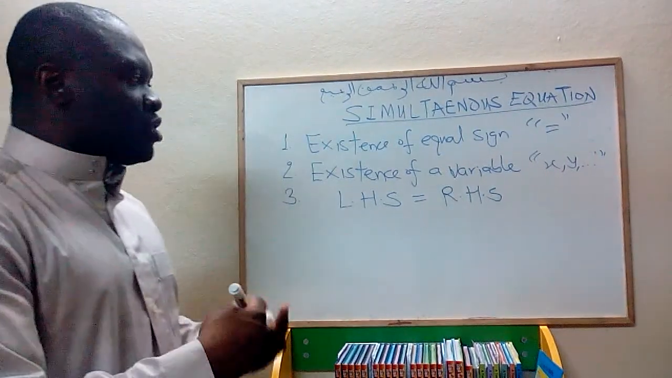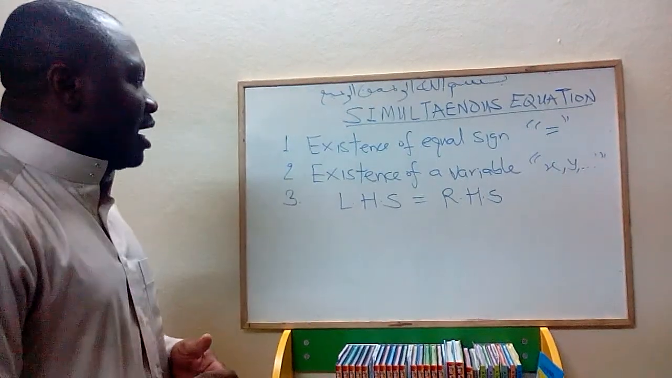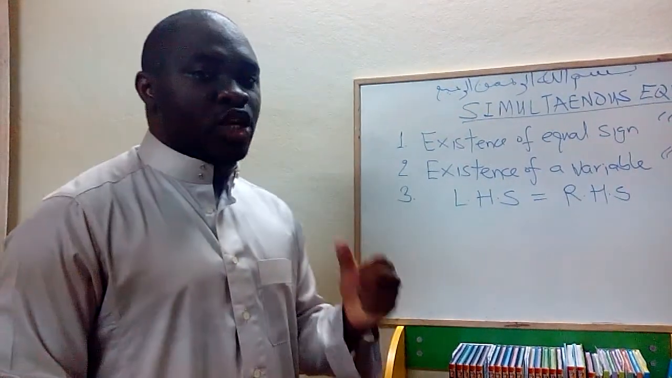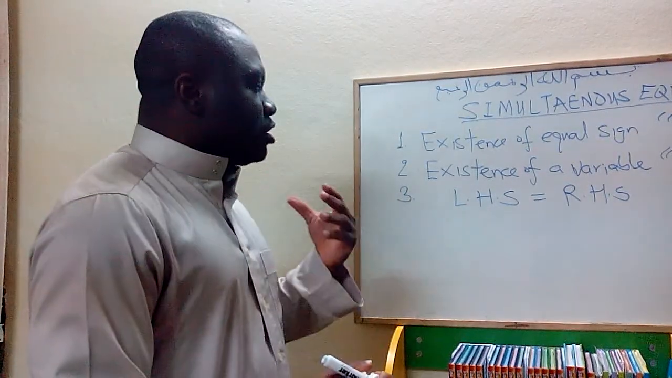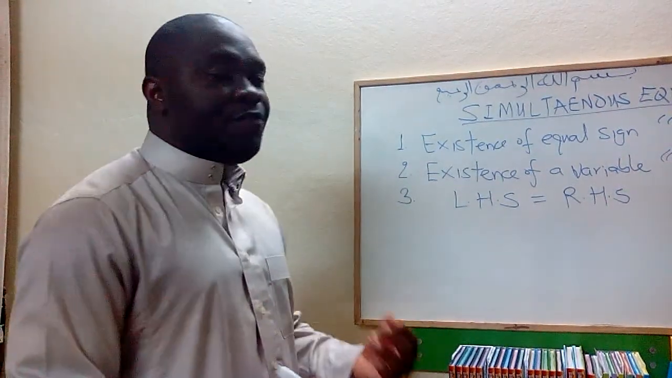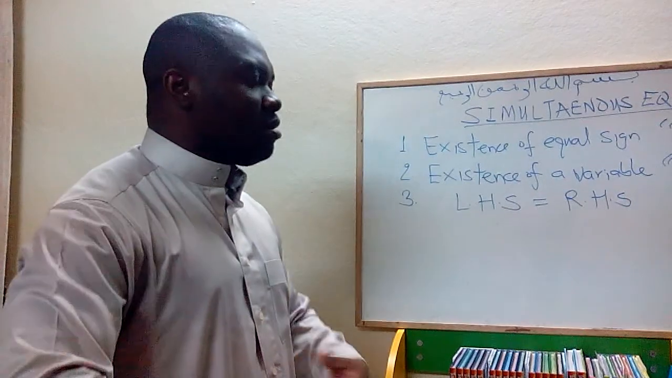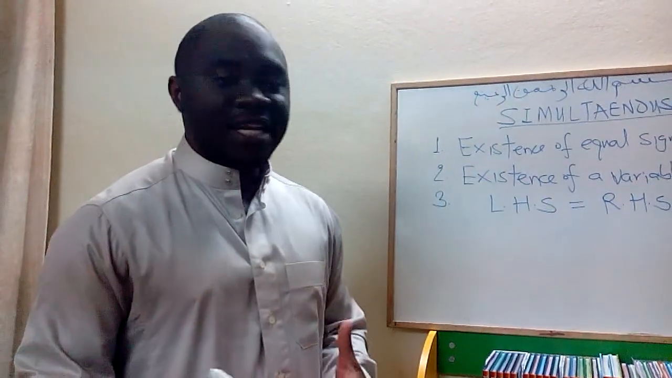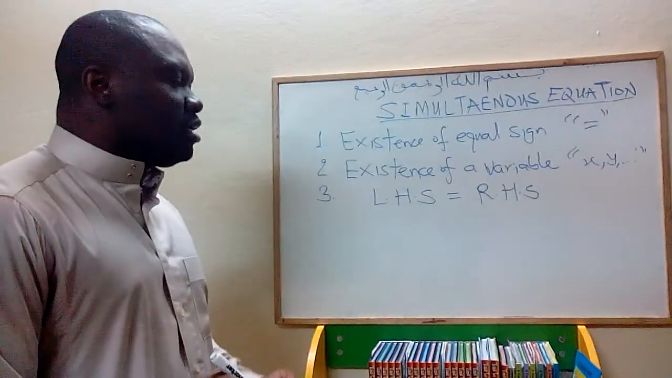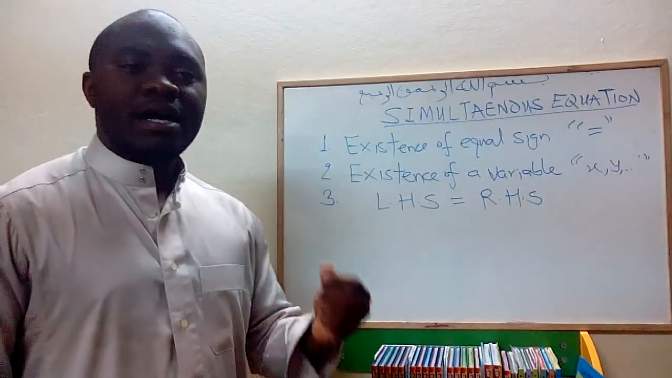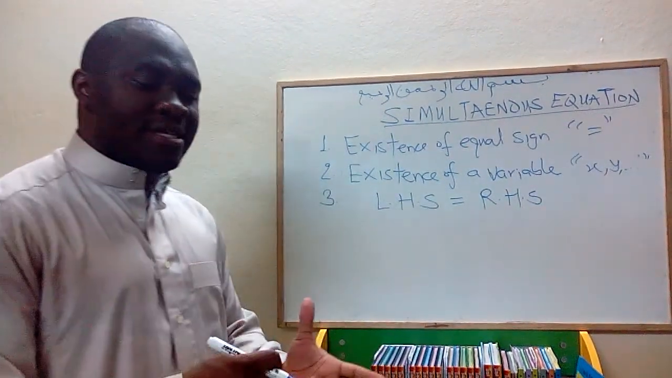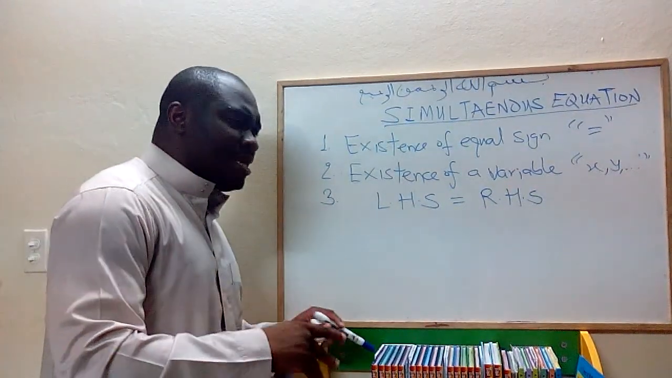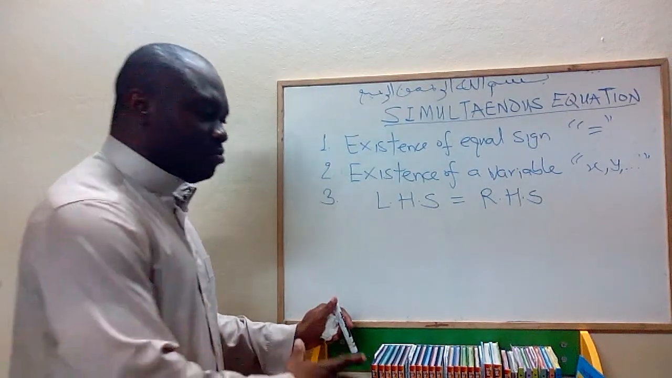So the three things, once again, let me quickly recap, that characterize an equation are: one, there has to be an existence of an equal sign. Secondly, there must be an existence of a variable, say X, Y, any alphabet, any variable that we seek to solve in an equation. And thirdly, and lastly, there must be an existence of a left-hand side that is equal to a right-hand side. Now let's look at a very simple linear equation.